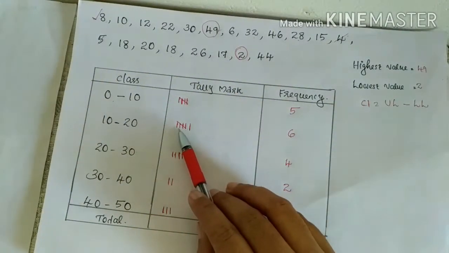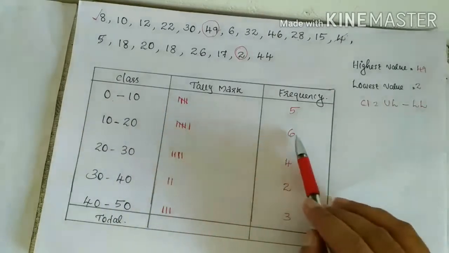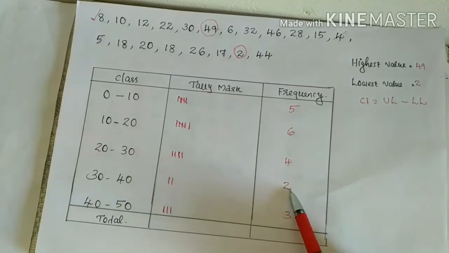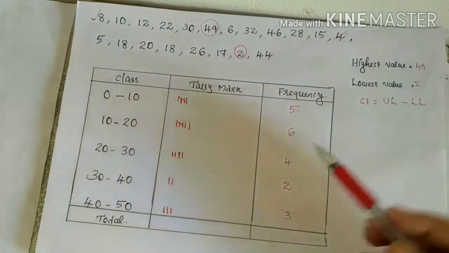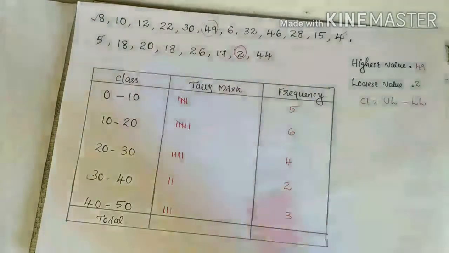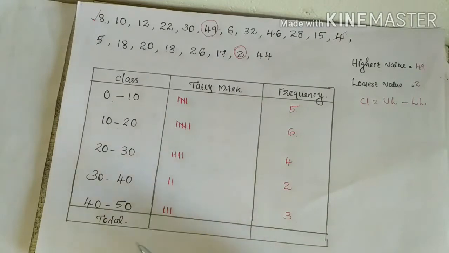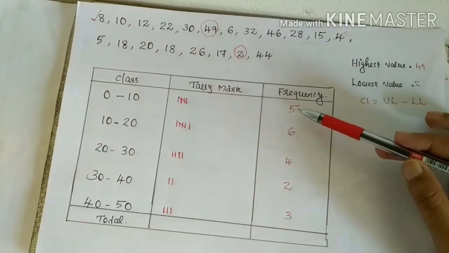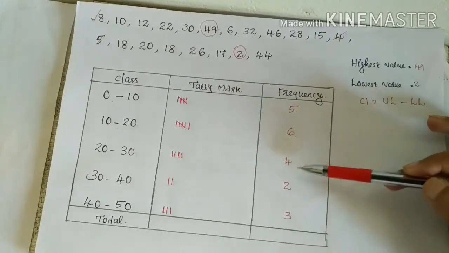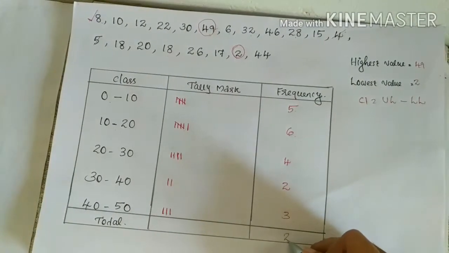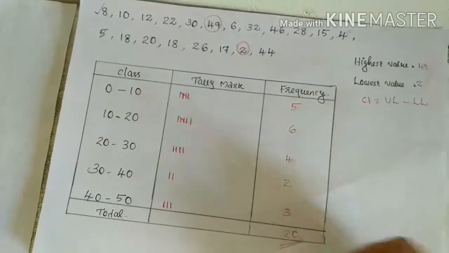And here 1, 2, 3, 4, 5, 6. So the tally frequency is 6. Here it is 4 and 2 and last 3. After computing the frequencies from the given data, the next step is to compute the total of the frequency. Here the total of the frequency is 5 plus 6 plus 4 plus 2 plus 3, that is 20. So the total of the frequency is 20.